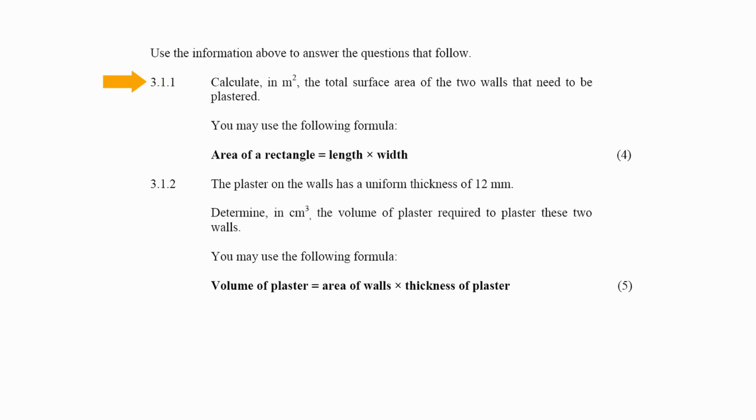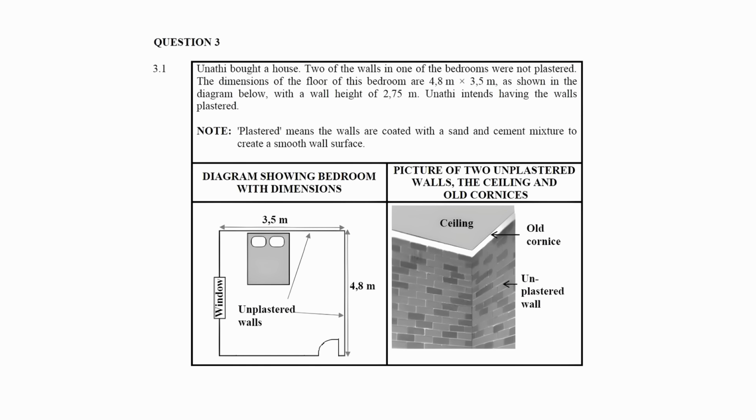Note, plastered means that the walls are coated with a sand and cement mixture to create a smooth wall surface. In question 311, you have to calculate in square meters the total surface area of the 2 walls that need to be plastered. You may use the following formula: area of a rectangle equals length times width. From the information provided, we know that there are 2 walls to be plastered. One has a length of 3,5 meters and a height of 2,75 meters, and the other wall has a length of 4,8 meters and a height of 2,75 meters.